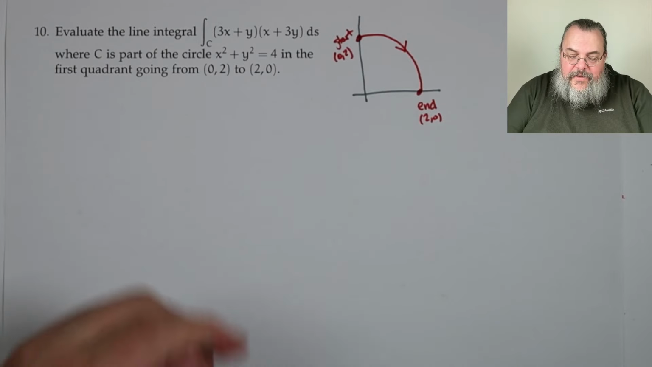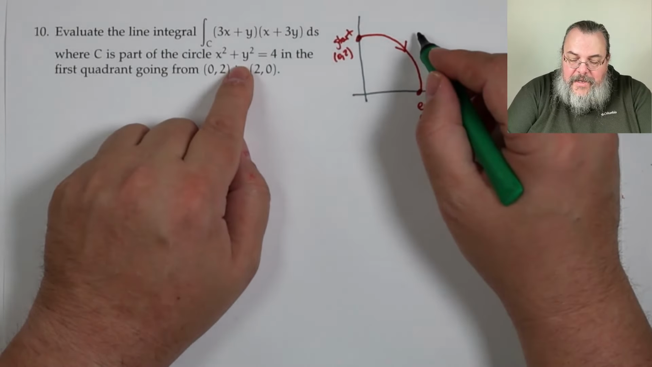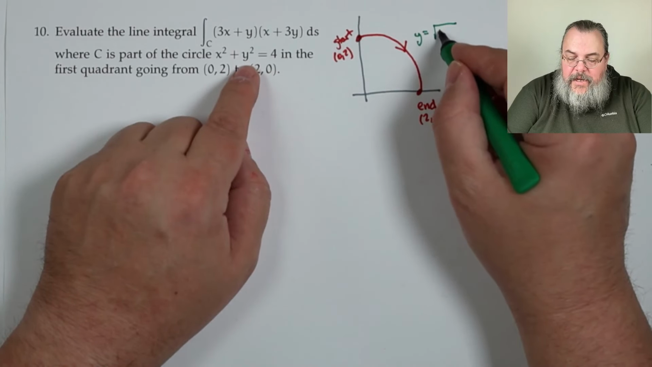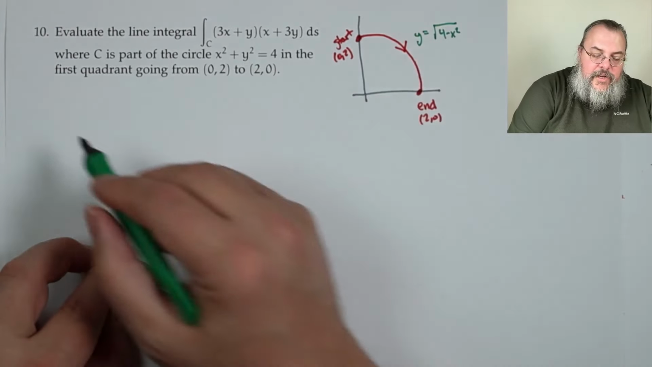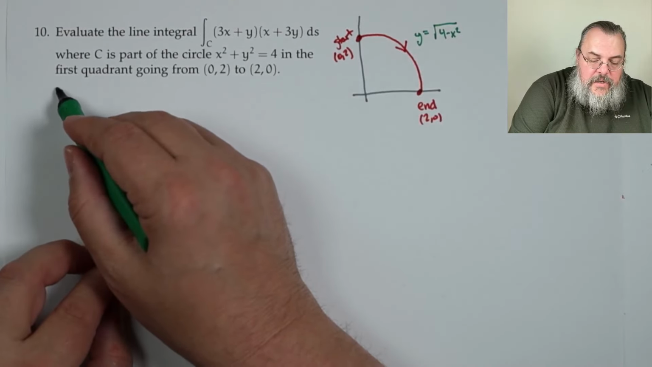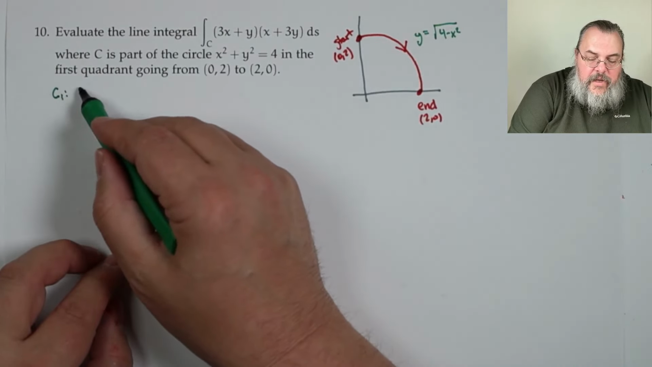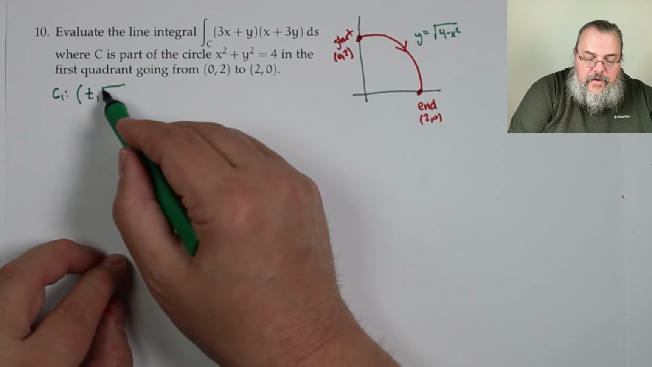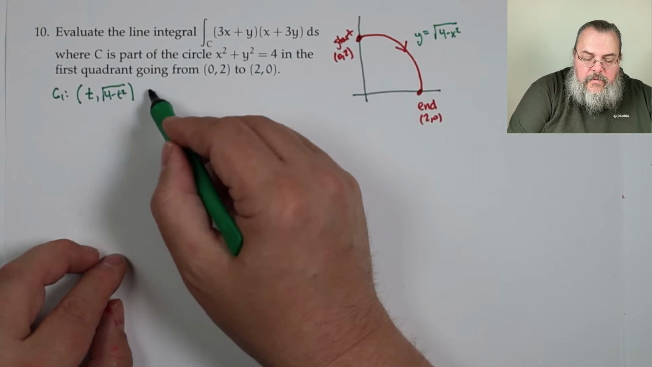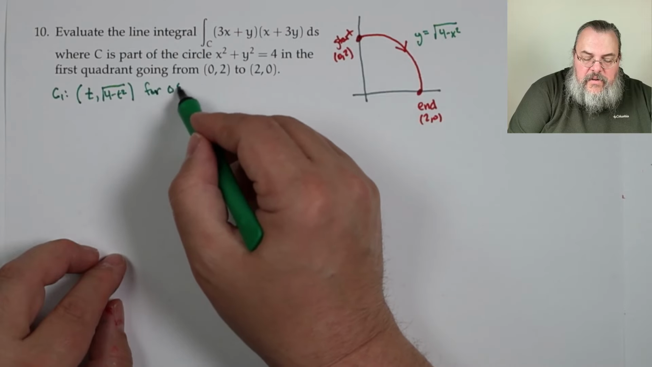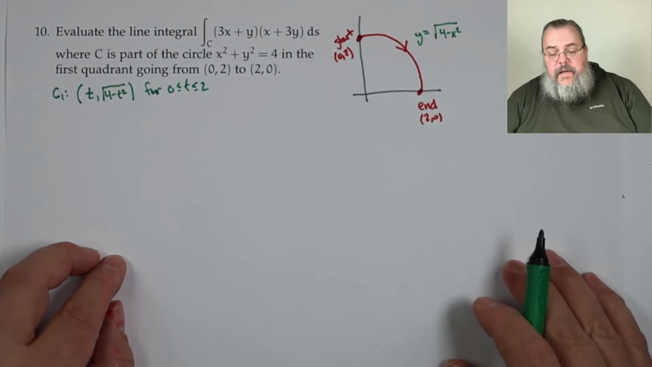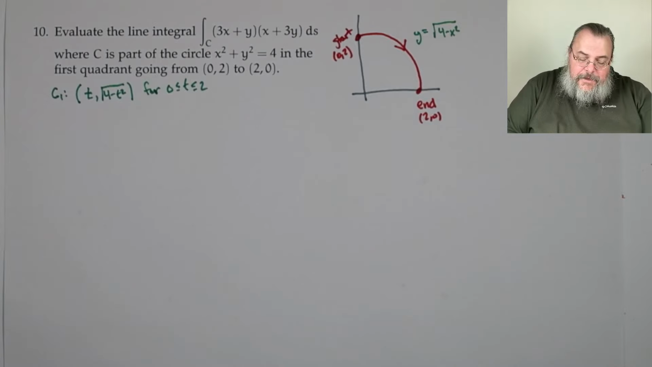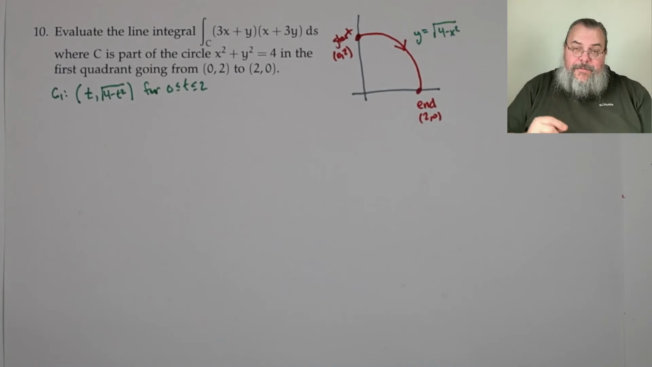You can, for instance, say, oh, hey, I have an idea. I could solve for y. If you do that, subtract and then take a square root, you get y equals square root of 4 minus x squared. So here's one parameterization. I'll call it C1. We could let x equal t and y equals the square root of 4 minus t squared, for 0 less than or equal to t less than or equal to 2. That's if you think of y as a function of x. However, it may not be the simplest parameterization.